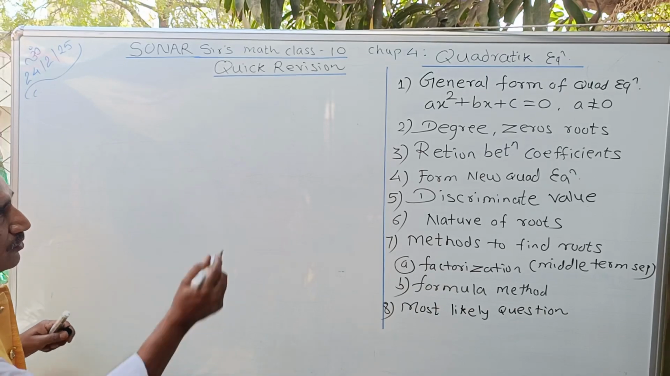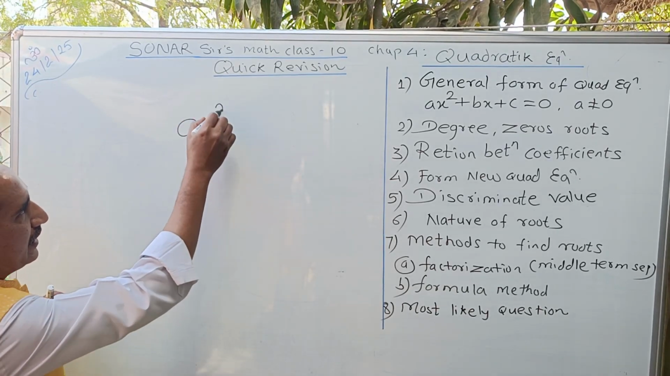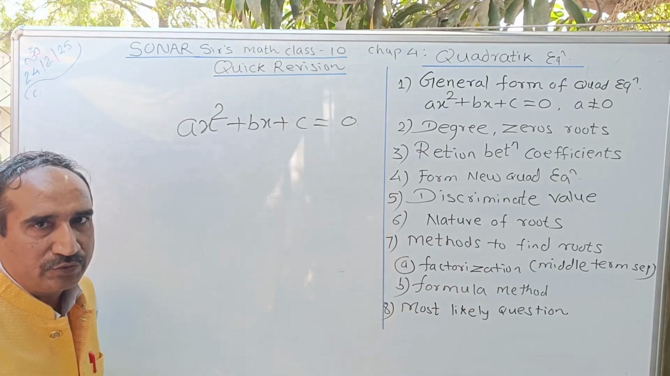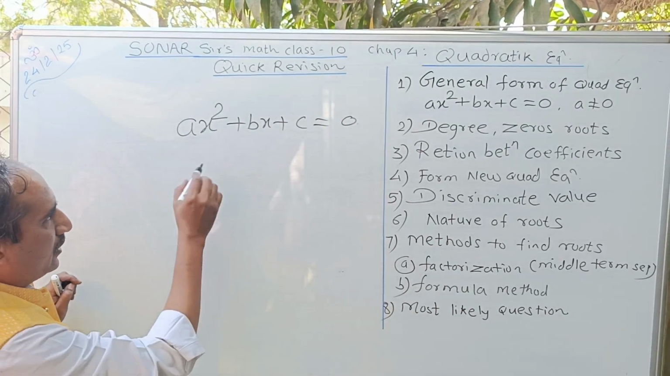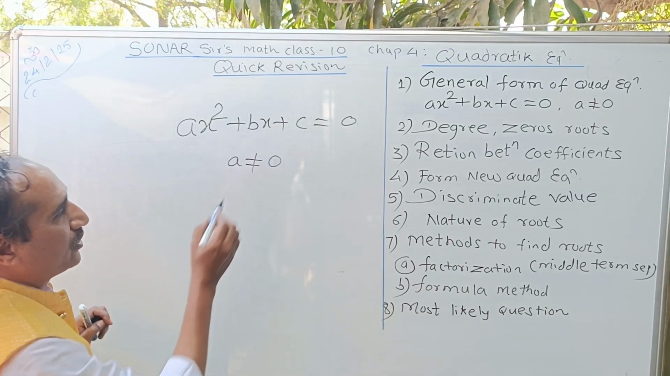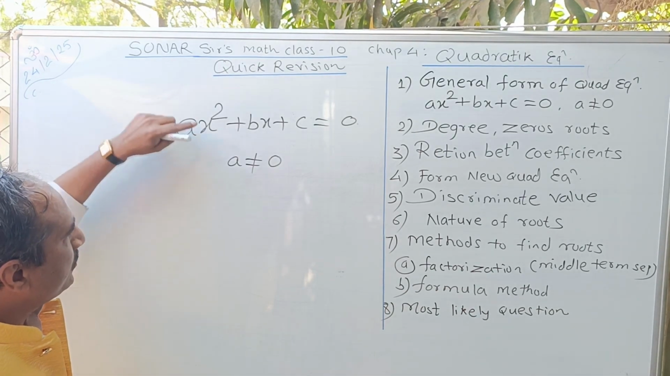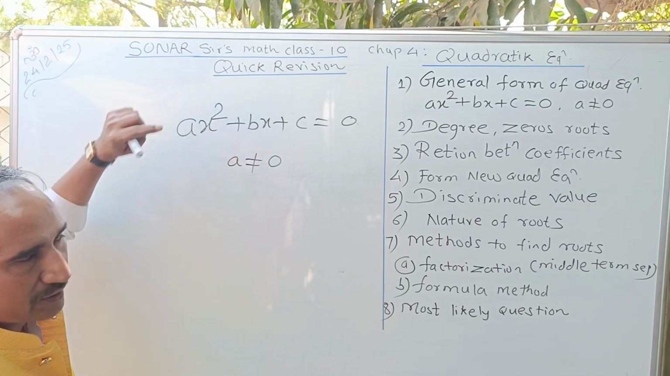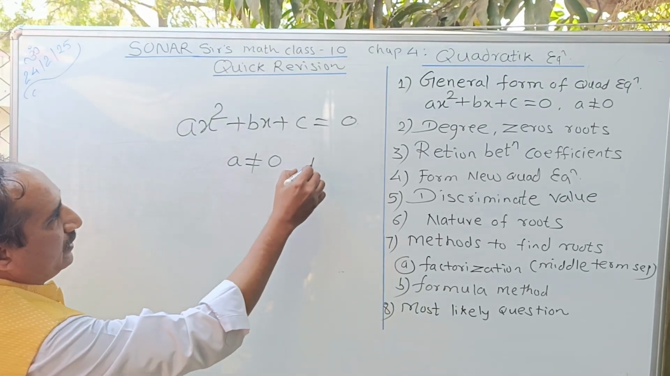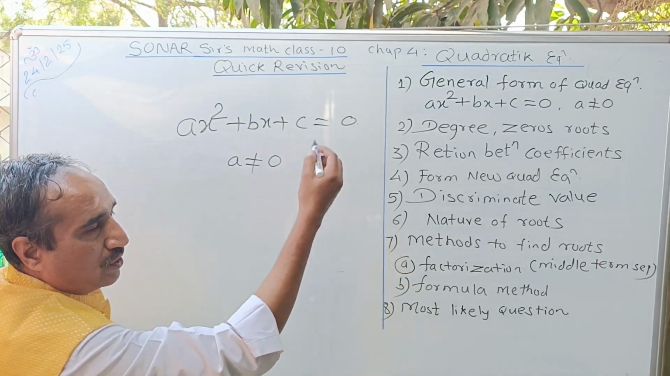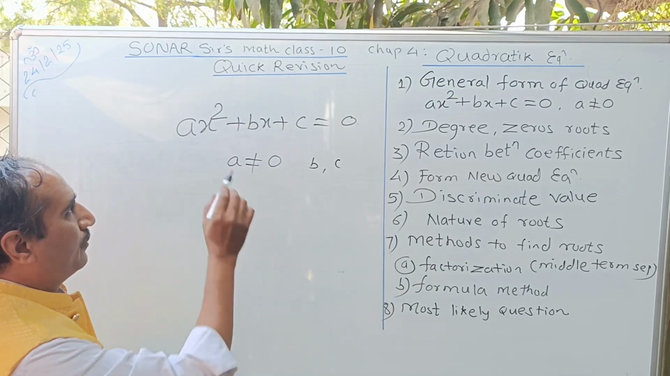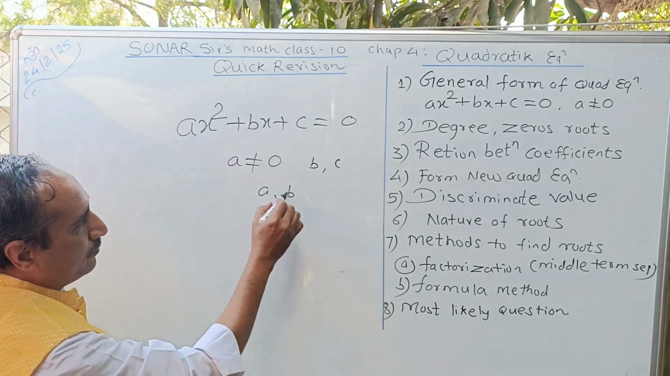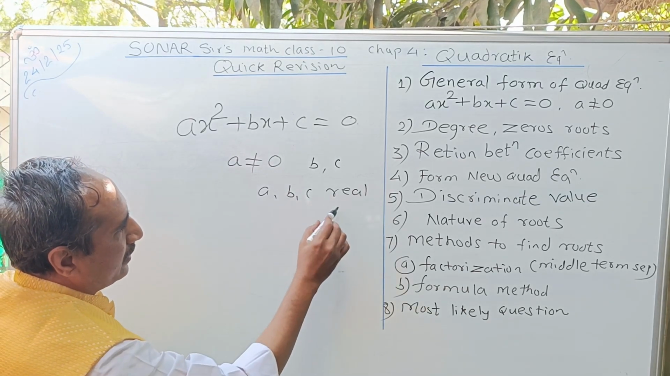The general form of quadratic equation is ax square plus bx plus c equal to 0. Here a is not equal to 0. If a becomes 0, then degree will not be 2 and it's not a quadratic equation. B, C may be 0 or may not be 0, but a will always not equal to 0. These a, b and c are real numbers.